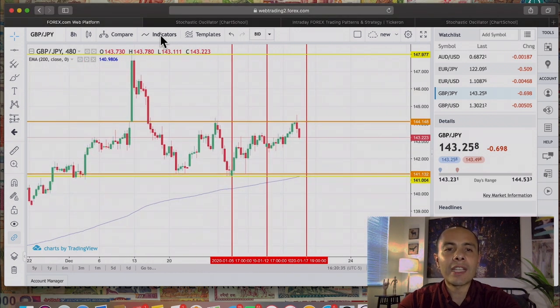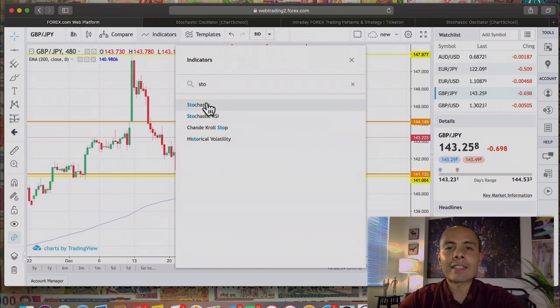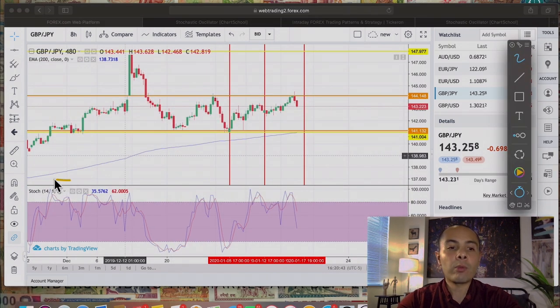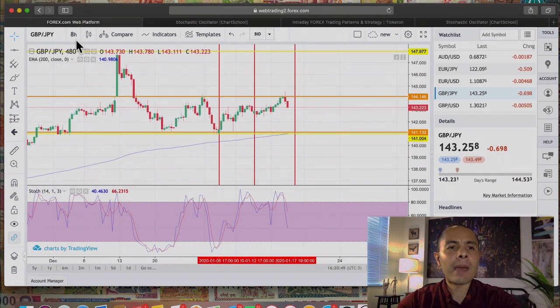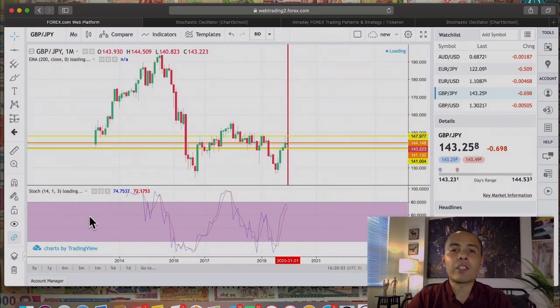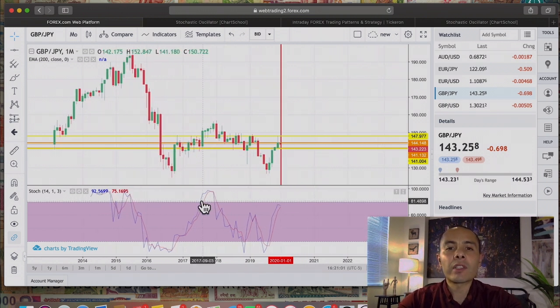Okay, you're going to go to your indicators and type in stochastic, load it into your chart. The settings will be down here, 14-1-3. Alright, next you're going to go back to your month chart. The whole process when using the stochastic will start from the bigger time frames all the way down to the 1 minute chart. Okay, and I want you to focus on a few areas when using the stochastic.